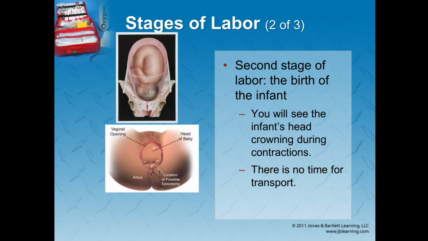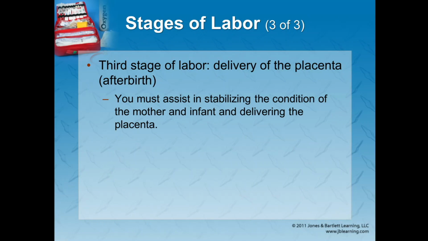The second stage of labor is the actual birth of the infant. At this point in time, you're going to see the infant's head emerging through the vaginal opening during contractions. If we do see this, we need to keep in mind that there is absolutely no time for transport and that delivery is immediate. Then the third stage of labor is actually called the afterbirth, which is the delivery of the placenta.